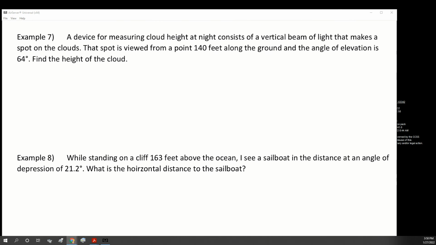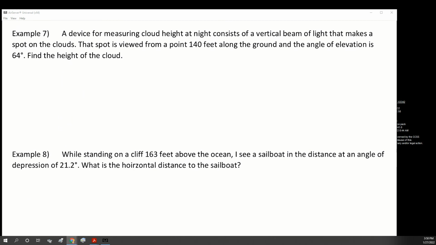All right, so for example 7, a device for measuring cloud height at night consists of a vertical beam of light that makes a spot on the clouds. That spot is viewed from a point 140 feet along the ground at an angle of elevation of 64 degrees. Find the height of the cloud. So here's my cloud. Don't stand directly under it, you kind of stand at an angle and you point at the cloud and make a spot on the cloud. And you can use that point to find the height.